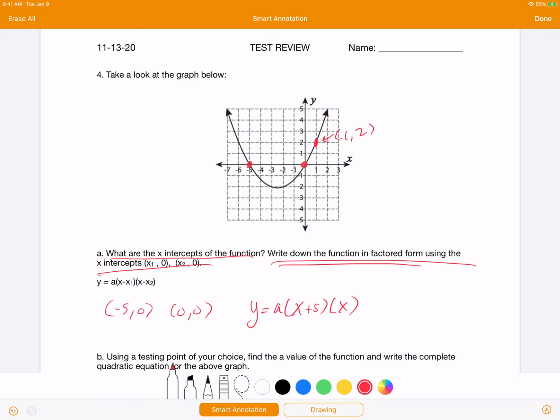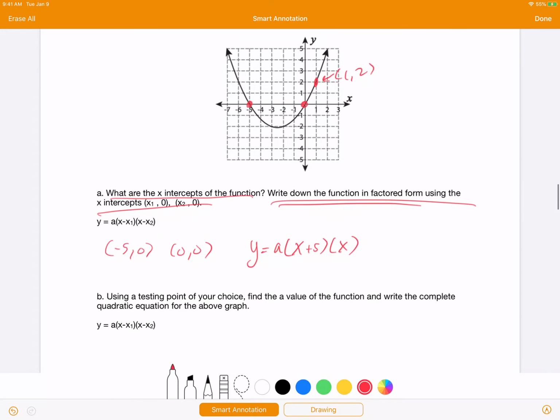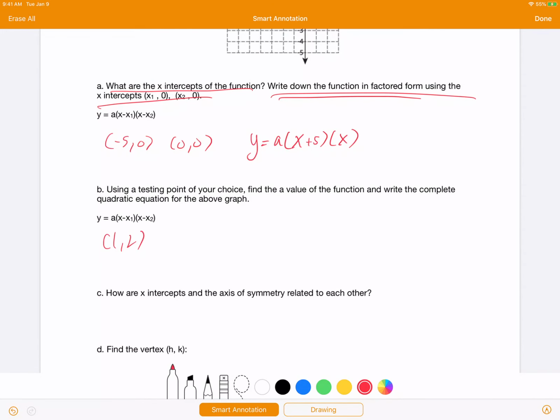Okay, so next thing what we're going to do here is take a look at how we can utilize that testing point, which is 1, 2, and plug it in so that we can find out what a value is going to be. So y is equal to a times x plus 5 times x. We're going to be utilizing that from our answers to the first part. And then you're just going to simply plug in 1 for my x and 2 for my y.